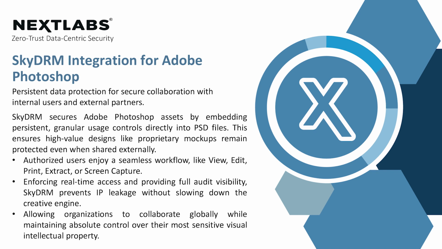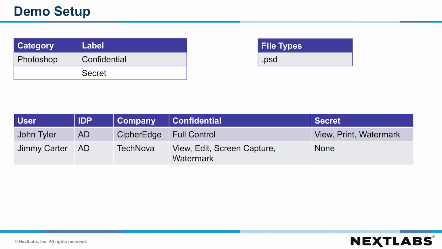Authorized users enjoy a seamless workflow like view, edit, print, extract, or screen capture. By enforcing real-time access and providing full audit visibility, SkyDRM prevents IP leakage without slowing down the creative engine. It acts as a professional safety net, allowing organizations to collaborate globally while maintaining absolute control over their most sensitive visual intellectual property. In this demo, we set the classification category with confidential and secret labels.